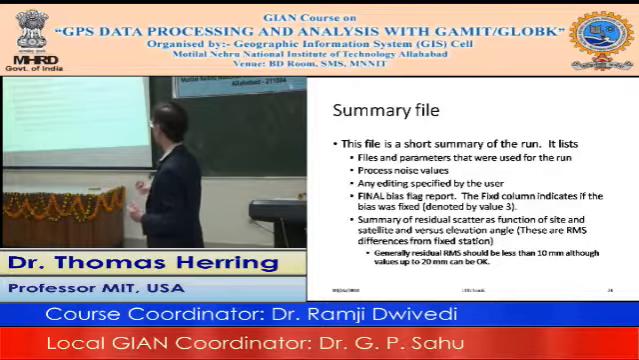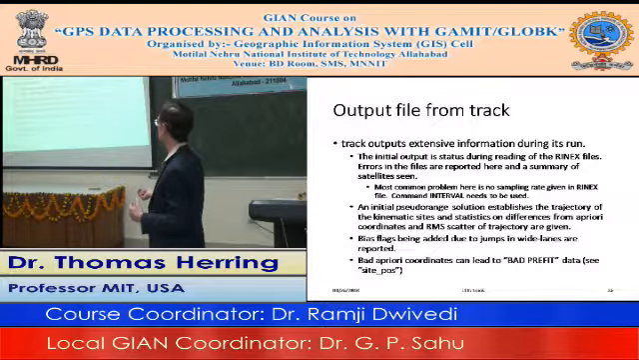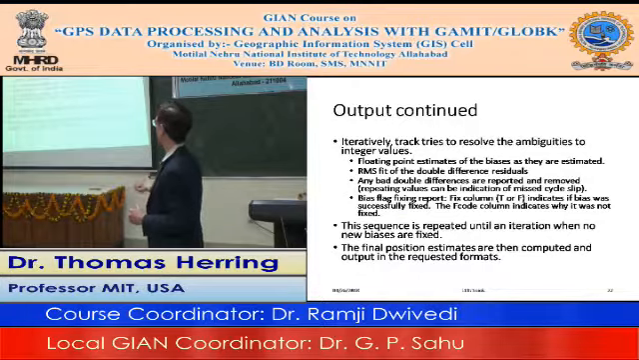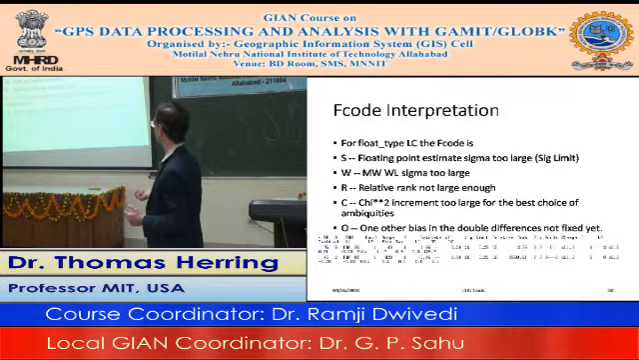So the summary file, again, basically just gives you a summary of what was done, the residuals, etc., and the options that you used. The track output tells you lots of different things about the estimated parameters, whether you've got what it thinks are bad data, etc. in there. It tells you things about the bias flags and the Melbourne-Wübbena estimates that were given, etc. And again, it contains lots of different outputs.